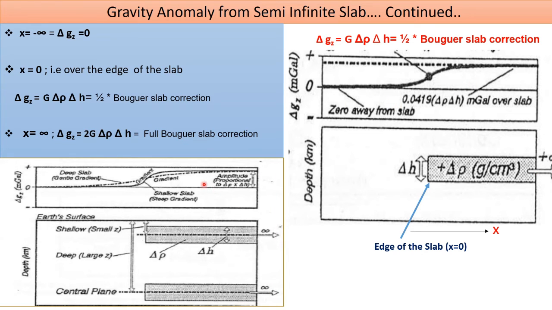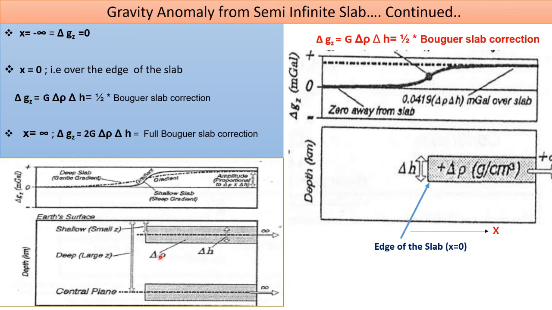Now the same thing happens for the sphere also. If there is a delta rho, this is the model, and there is a shallow and a deep body. In the shallow body, the gradient will be steep, and the amplitude of the anomaly will depend upon the value of delta rho cross delta h, same as that of the sphere. For the sphere, delta h was the radius of the sphere, and there will be a delta rho also for the sphere. So the more the delta rho delta h, the more will be the amplitude of the anomaly.